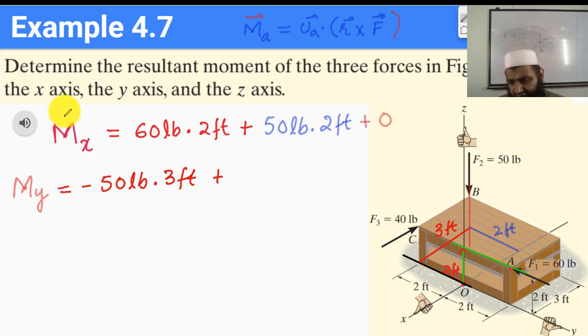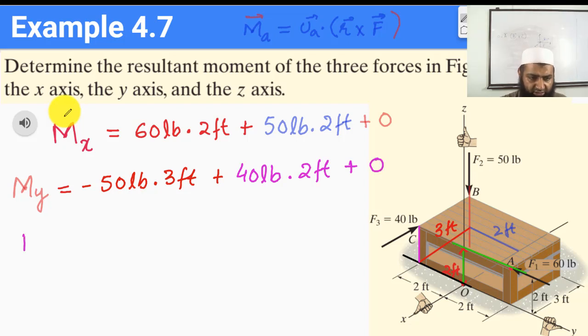So now we look at this force F3. Again, we want to find the perpendicular distance of F3 from the y-axis, which is just going to be equal to this distance. I can choose some other color, so let's choose this color, and this is the distance we are looking at, and that distance is going to be equal to 2 feet. So this is going to be equal to 40 pounds times 2 feet, and the third term is going to be equal to 0.